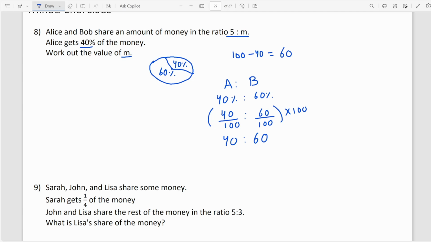Of course, you can write this directly from the very beginning, 40 to 60, if you understand how it works. Now let's take a look here, 40 to 60, and we have 5 to m. So clearly the 40 became a 5. How did that happen? Well, we divided by 8. 40 divided by 8 gives us 5. Then just divide the 60 by 8 on your calculator, and you get 7.5. So what is the value of m? It's 7.5, and that's it. This is the final answer.